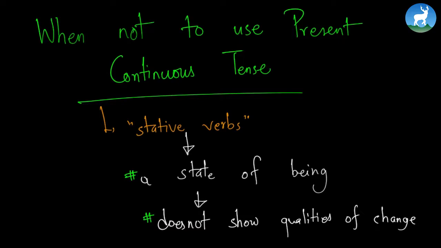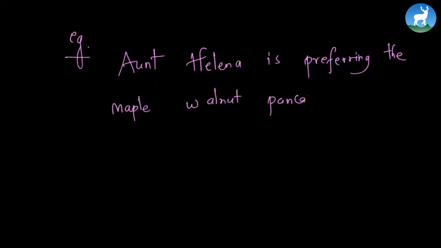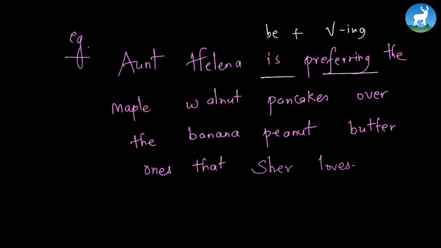So I'll give you one example. Aunt Helena is preferring the maple walnut pancakes over the banana peanut butter ones that Cher loves. There's something inherently wrong with this sentence. Look at the be verb followed by a VING. Do we really need something like this? Since prefer is more of a stative verb, we don't need this. We can simply say something like Aunt Helena prefers the maple walnut pancakes over the banana peanut butter ones that Cher loves.